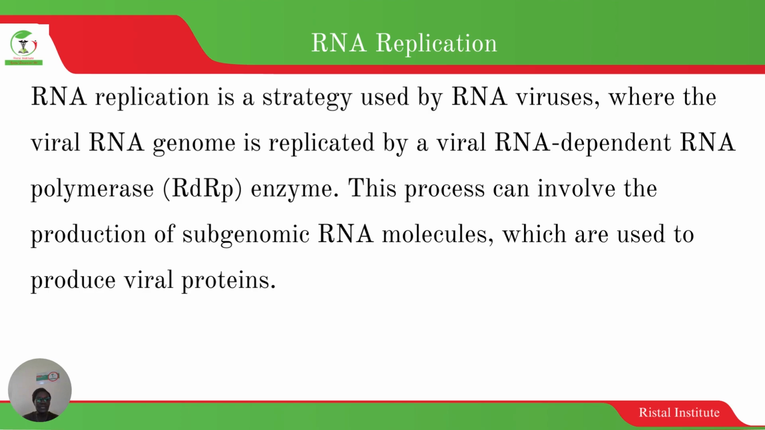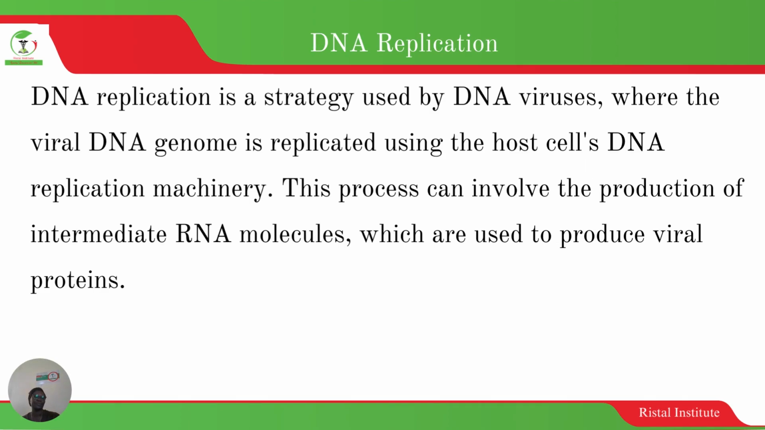So in this process, this can involve the production of subgenomic RNA molecules, which are also used to produce viral proteins. DNA replication. DNA replication is a strategy also used by the DNA viruses, whereby the viral DNA genome is replicated using the host cell DNA replication machinery. So this process will lead to the production of intermediate RNA molecules, which are also used to produce viral proteins.